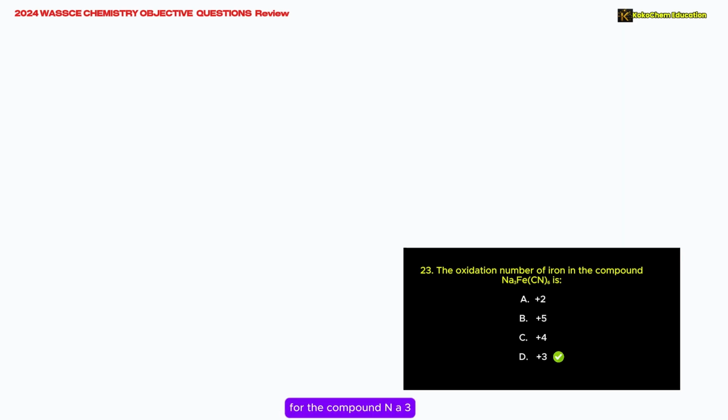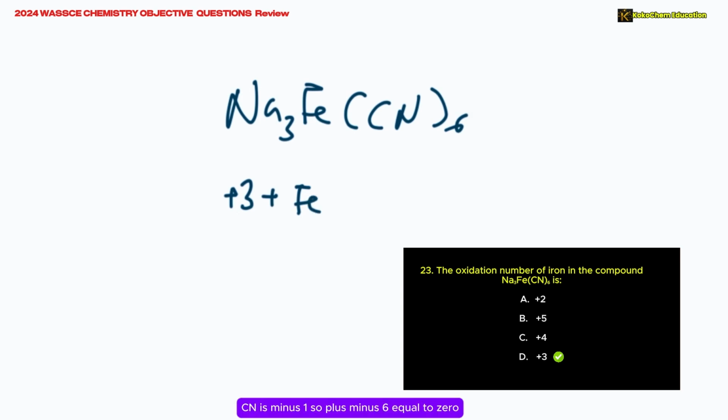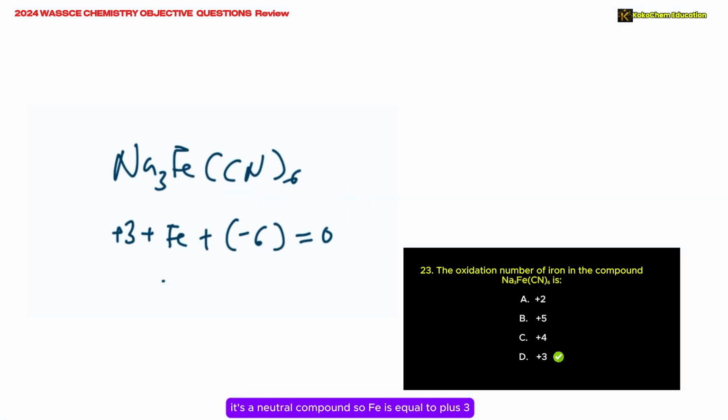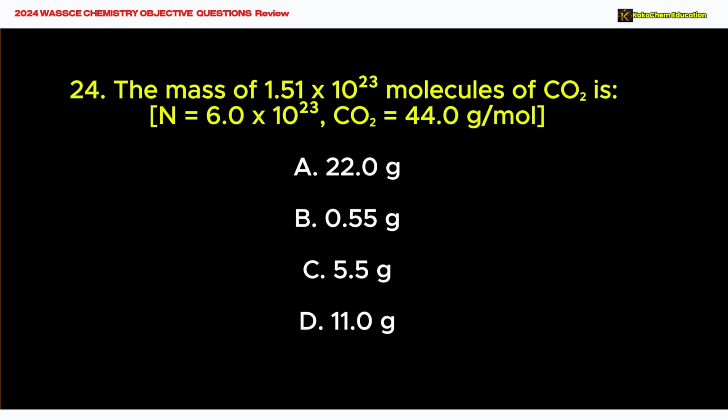For the compound Na₃Fe(CN)₆, sodium is +1, so we have 3 plus Fe. CN is -1, so plus -6 equals 0. It's a neutral compound, so Fe is equal to +3.